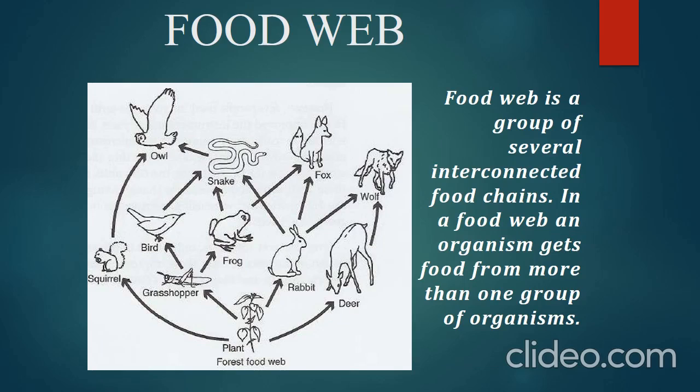So food web, I was telling you, food web is a group of several interconnected food chains. In a food web, an organism gets food from more than one group of organisms. So when many food chains get interconnected, they lead to the food web.